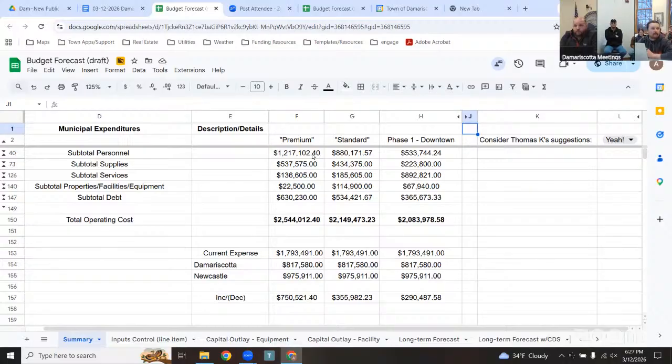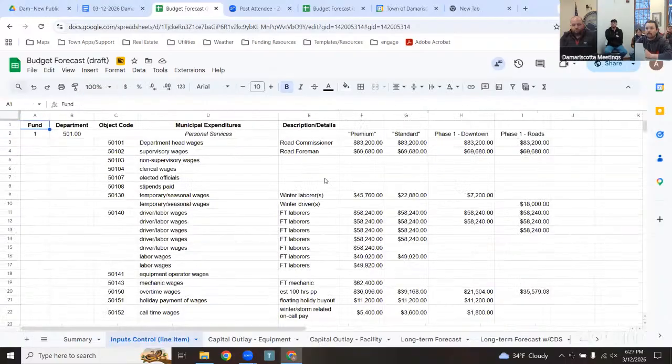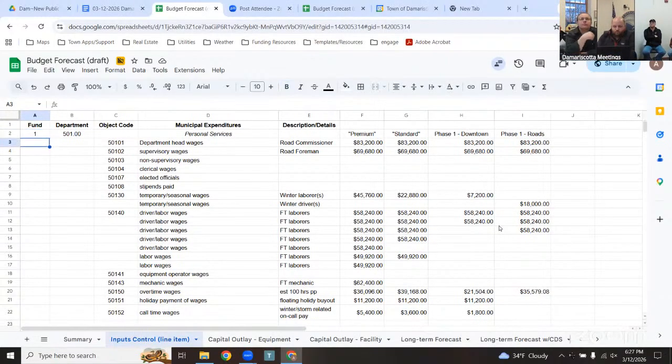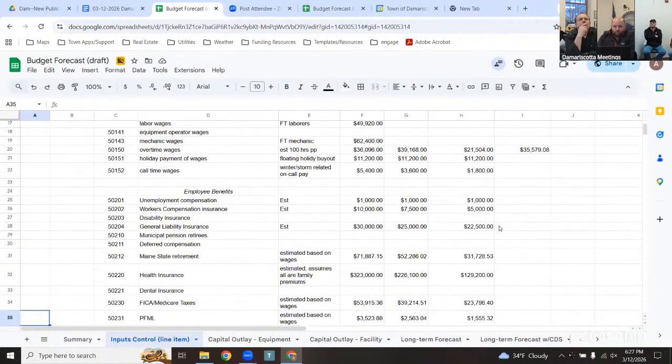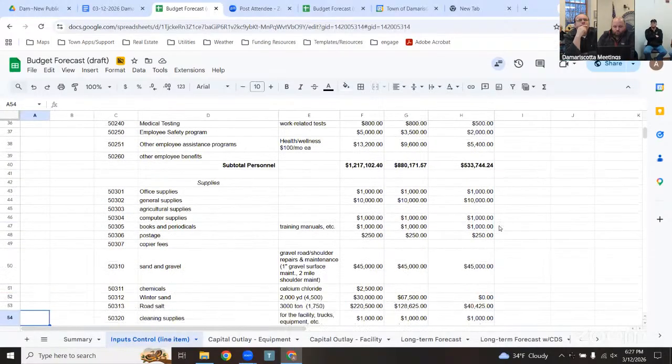Absolutely. If you click on input control, those sums of those categories come from this line item budget. So the assumptions are about a premium: we have all of these driver labor wages in premium, we have fewer of them in standard, and we have fewer of them in the phase one downtown. So this is really what drives those summary documents, a connection directly to this document.